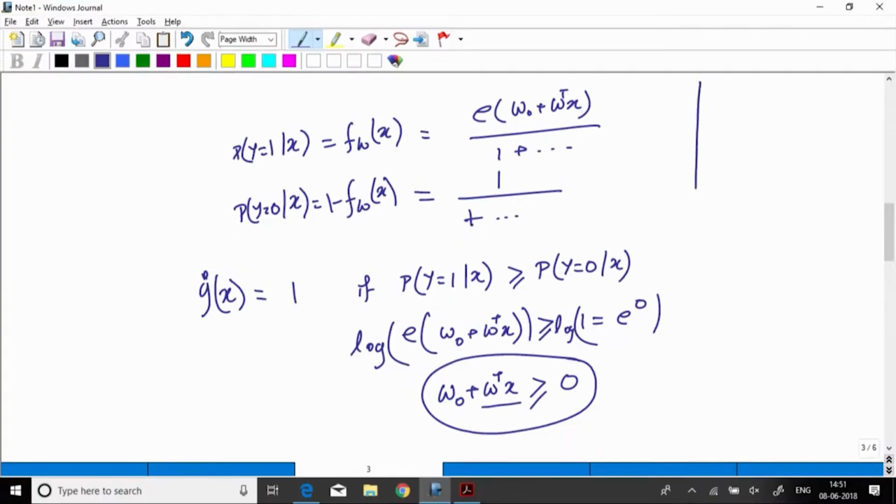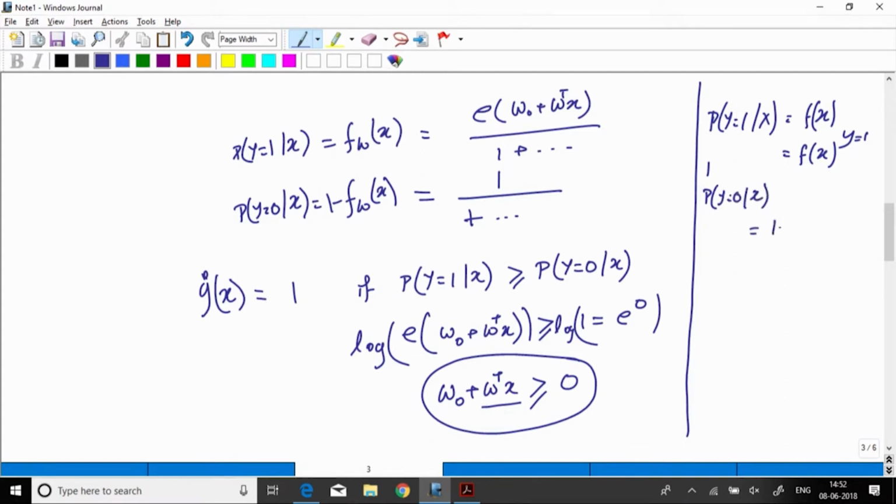So the probability of y equal to 1 given x is going to be f(x) to the power y, as y equal to 1 here. And the other thing is the probability of y equal to 0 given x is going to be (1 minus f(x)) to the power 1, and here y equal to 0, so it is going to be, right, because here y is equal to 0.